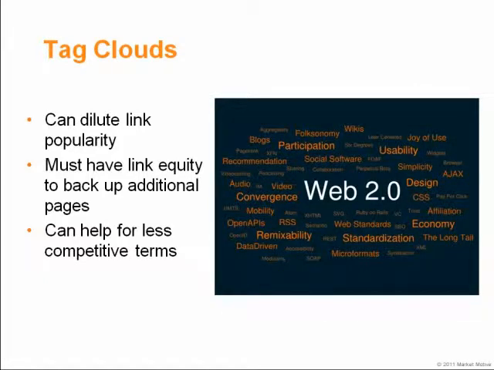Right. So tag clouds are great and they're terrible all at the same time. They can be great. The difficulty is it introduces so many more pages, and if you don't have the link equity to back that up, you have all these pages, and then your important pages may be cannibalized because you're not getting to the important pages because you're getting all these tag cloud pages.